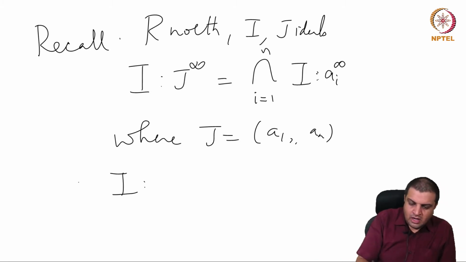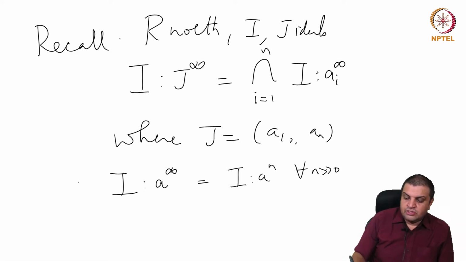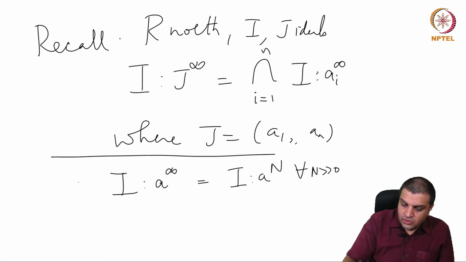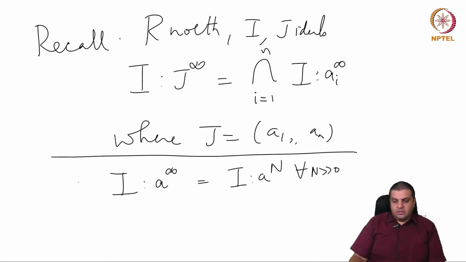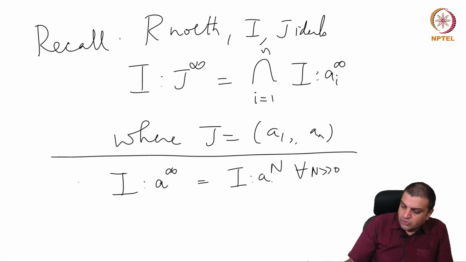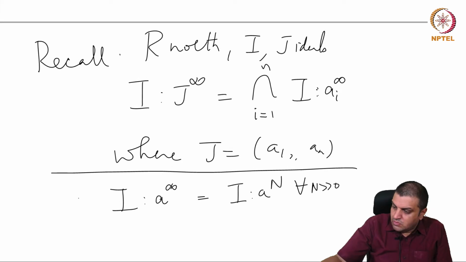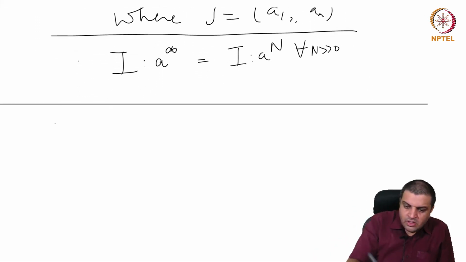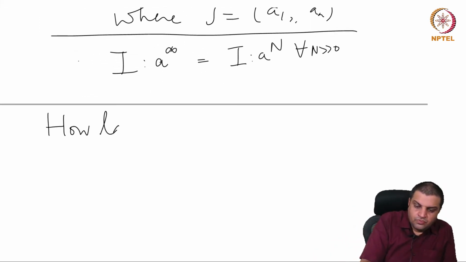We also saw that I colon a infinity is I colon a^n for all n sufficiently large. So we saw these two observations, these two points in the last lecture. And how large should this n be?